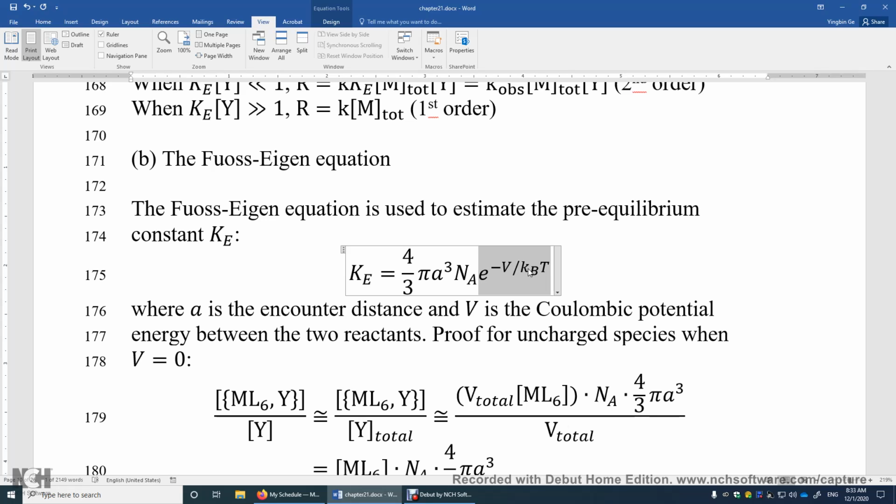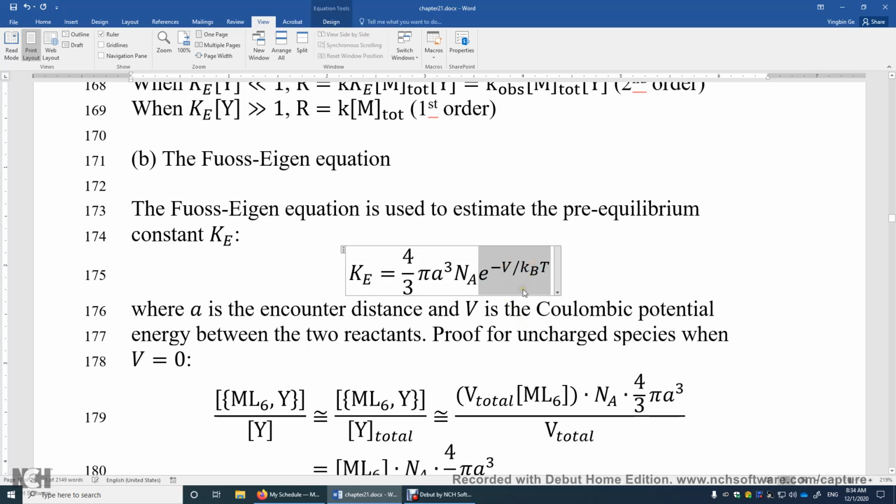In that case, the transition metal complex and the entering ligand repel each other, so this exponential function is less than 1, and then you have a smaller K sub E. Now, if you look at this expression, we need to explain why it looks like this: the equation of the volume of a sphere multiplied by the Avogadro constant. I'm going to give you a proof for uncharged species. So let's assume the transition metal complex is neutral and the entering ligand is neutral. In that case, this Coulombic potential energy is just 0.